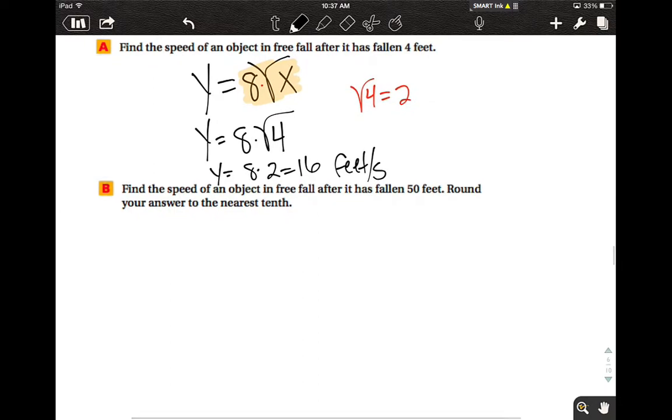I'll kind of work through that silently while you work through it, and we'll hopefully meet at the end and see if you have the same answer. So give this one a try.